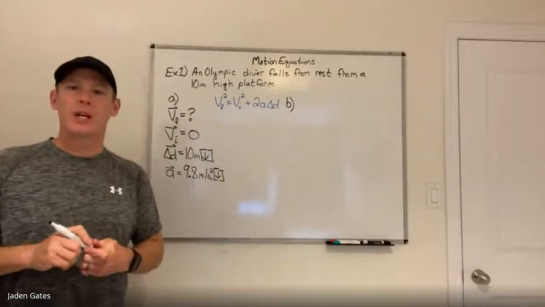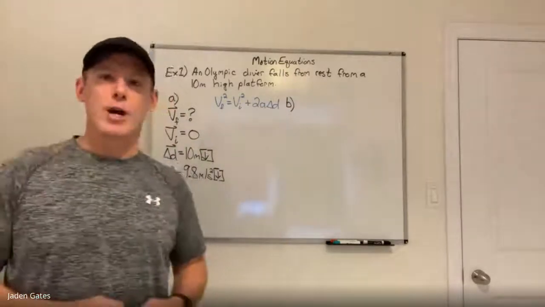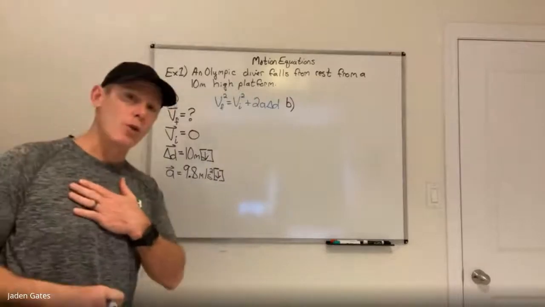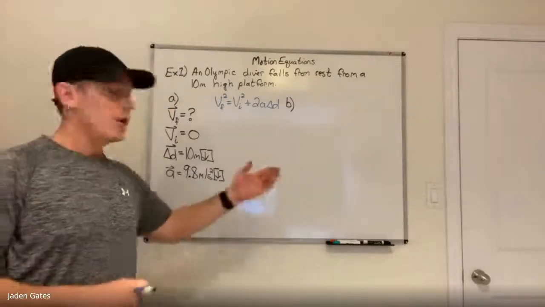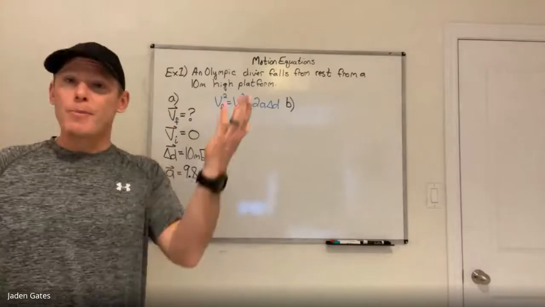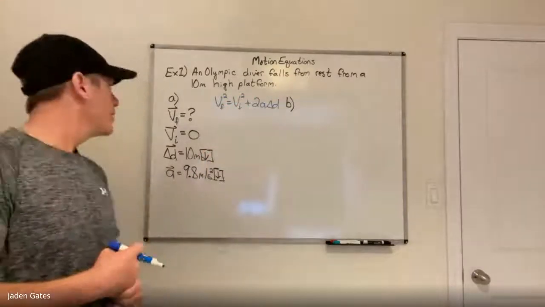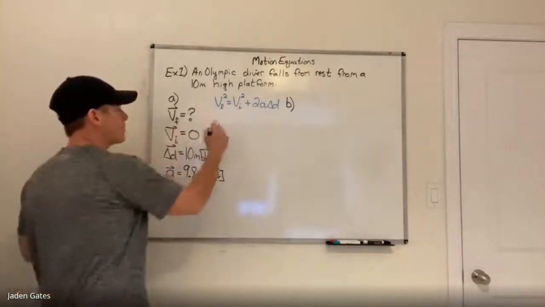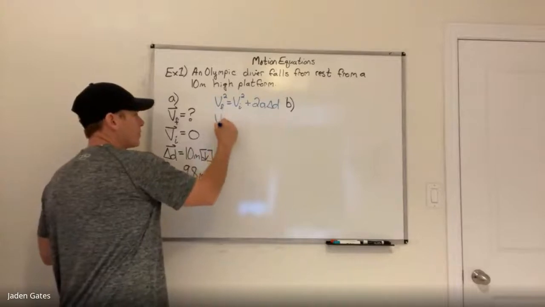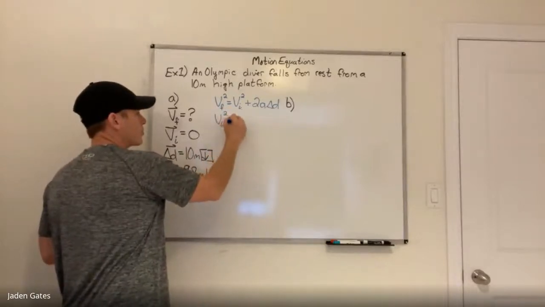Now it's substituting in. But again, I have to account for directions. What I will typically do 99% of the time, when we're dealing with up and down, is up is positive, down is negative. All right, so now when I substitute in my values, I have VF squared.